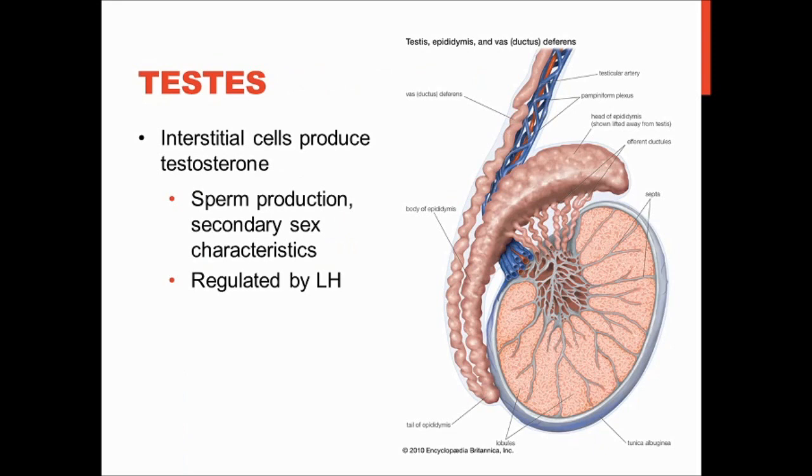The testes, obviously found in the male anatomy, have what are known as interstitial cells, and they produce testosterone. So testosterone is really important for sperm production and also development of secondary sex characteristics in the male during puberty. And testosterone is regulated by LH, luteinizing hormone, that we talked about, that is secreted by the anterior pituitary gland.